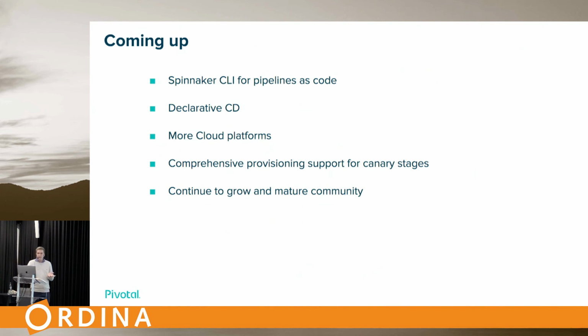So what's coming up? There's a CLI coming up to have pipelines as code. You can already do that right now, but that's JSON. There's declarative CD also in the pipeline, no pun intended. More cloud platforms like Alibaba Cloud are being supported in the future. It's being worked on. Comprehensive provisioning support for Canary stages, so you don't have to create your Canary and deploy and destroy it afterwards. And actually, just continuing to grow and mature the whole community.